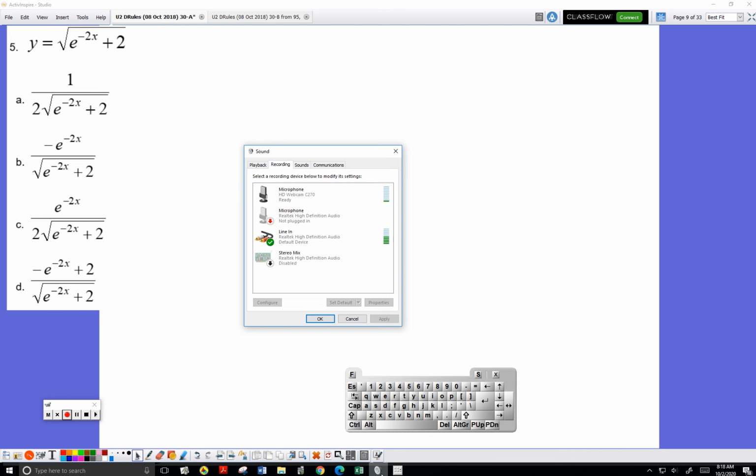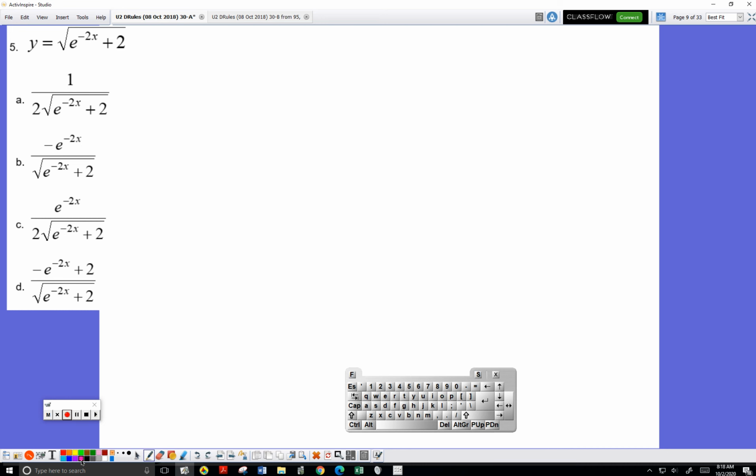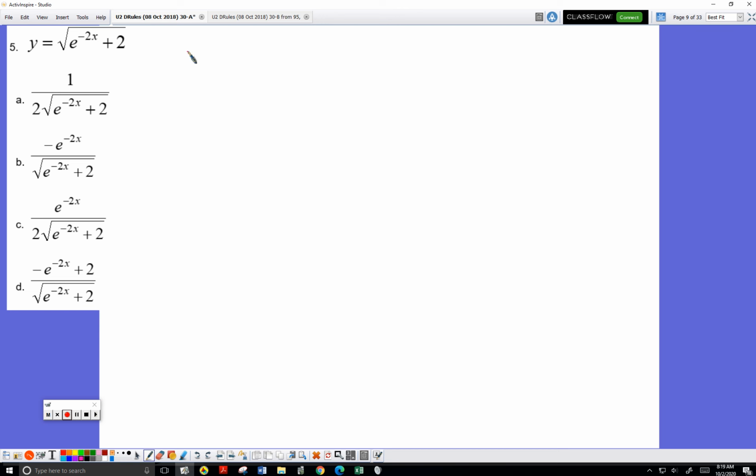Okay, first thing, of course, make sure you write down the problem. Don't skip that step. That causes trouble. So y equals square root.